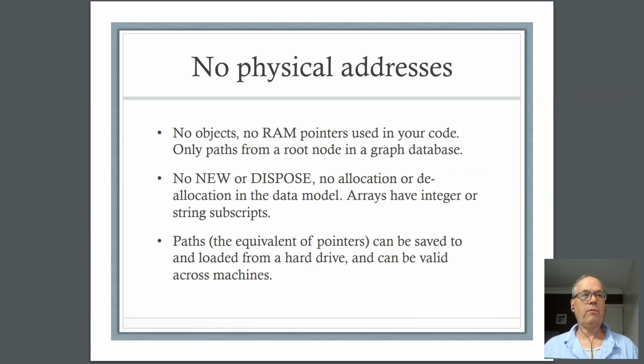This is where it really starts to diverge from almost every other language. There are no objects or RAM pointers in your program. So you have a tree system, you have a model in your code, and it is a hierarchical tree with crosslinks, and that is basically a sparse graph. It's a sparse n-dimensional matrix.